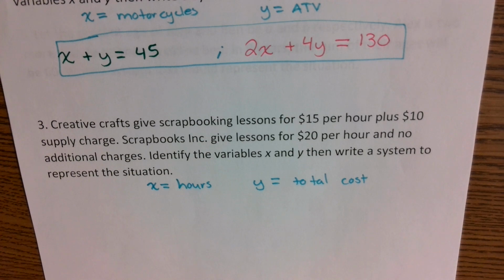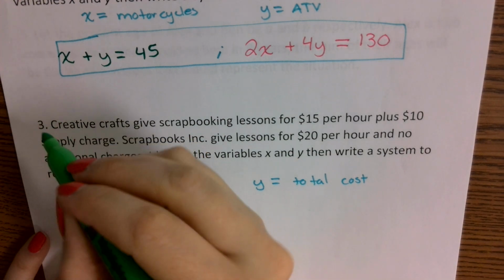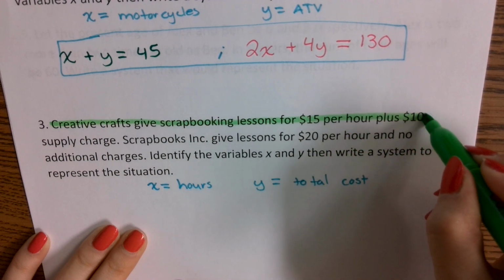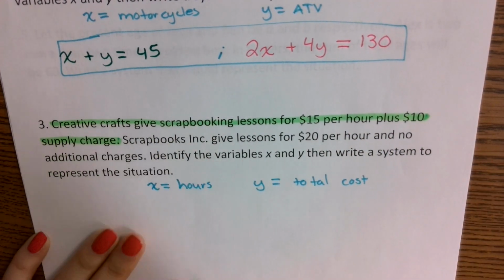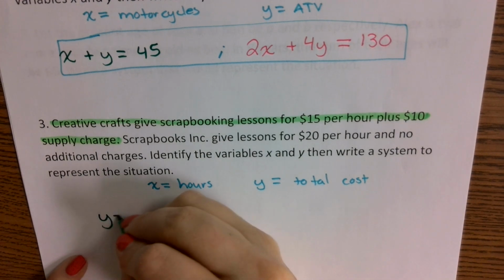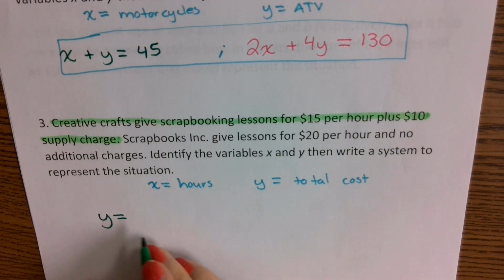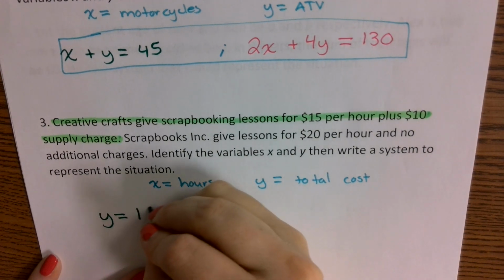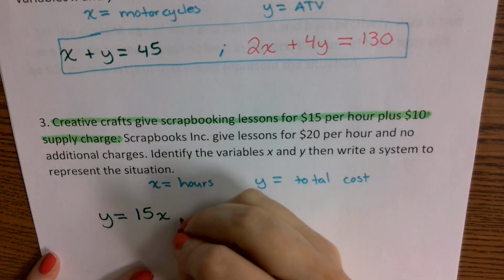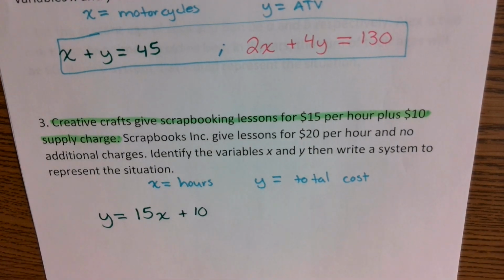Okay, let's focus first on Creative Crafts. So Creative Crafts is going to give their lessons at $15 per hour and a $10 surcharge. Okay, so that means my total cost y is going to come out to $15 per hour, so 15x, plus that $10 supply charge. That's a one-time fee that I'm going to pay. Y is going to be equal to 15x plus the 10.